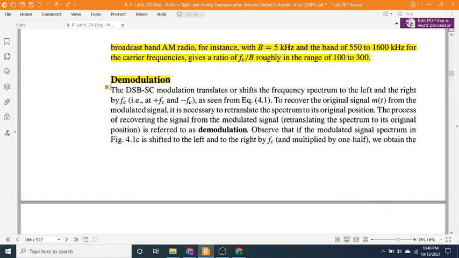Demodulation. The DSB-SC modulation translates or shifts the frequency spectrum to the left and the right by fc, that is, at plus fc and minus fc, as seen from Eq. 4.1. To recover the original signal m(t) from the modulated signal, it is necessary to retranslate the spectrum to its original position. The process of recovering the signal from the modulated signal, retranslating the spectrum to its original position, is referred to as demodulation.